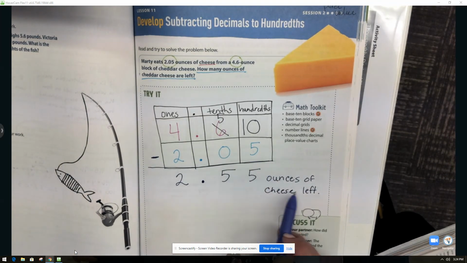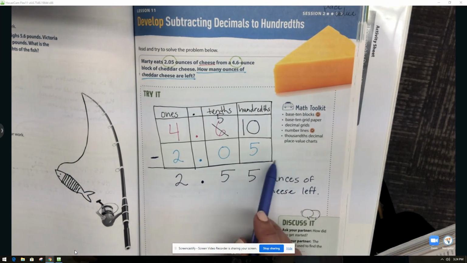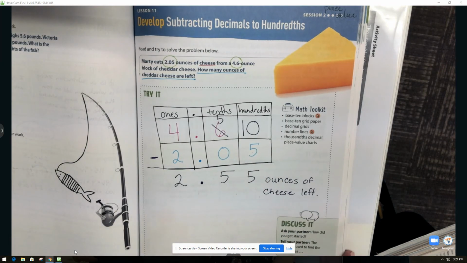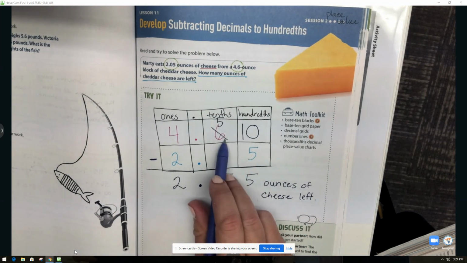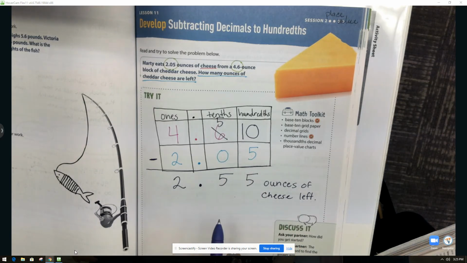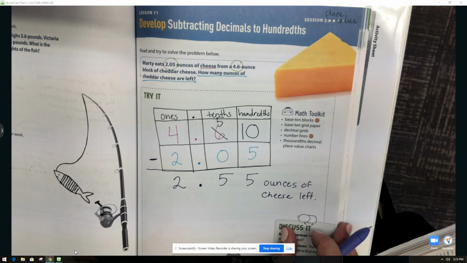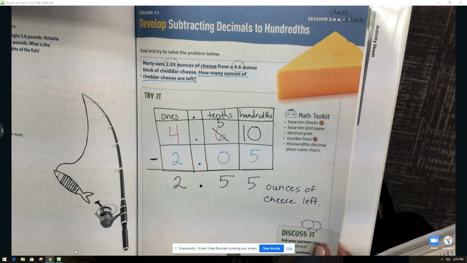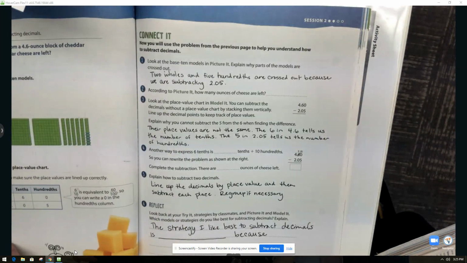Is that the same answer you got? If not, do you see where you made your mistake? Did you forget to regroup? Usually that's what happens, you forget to regroup. All right, go ahead and turn the page to page 210.